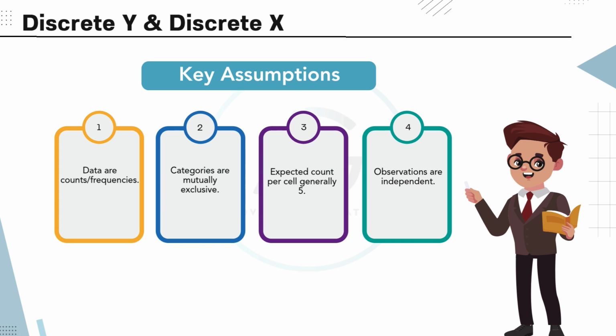3. Expected count per cell is generally 5 or more. This ensures that the chi-square approximation is valid. If any expected cell count is below 5, the test might not be reliable, and you may need to combine categories or use Fisher's exact test. Fourth, observations are independent. Each data point must come from a different subject or event and not influence another. So, if one customer gives multiple responses, that violates this assumption. Always check these assumptions before interpreting your test results, because if they're not met, your p-values might be misleading.